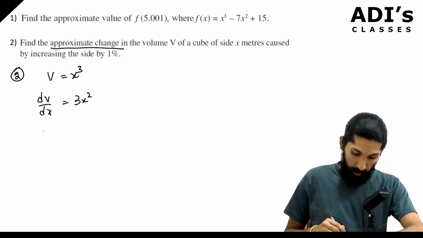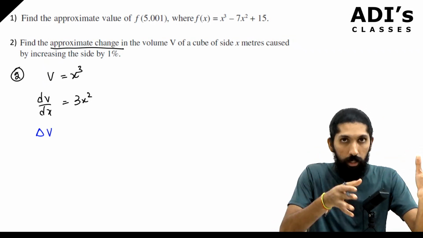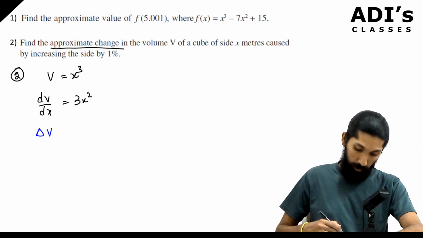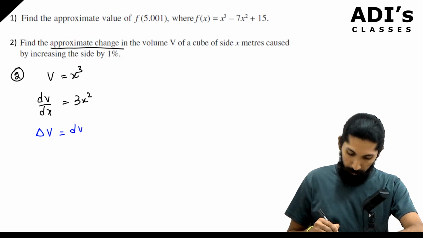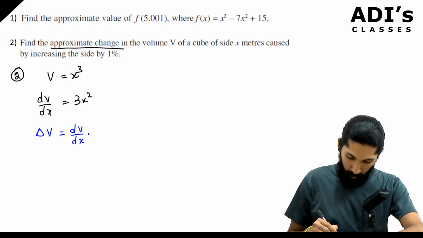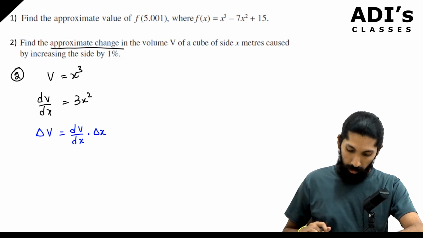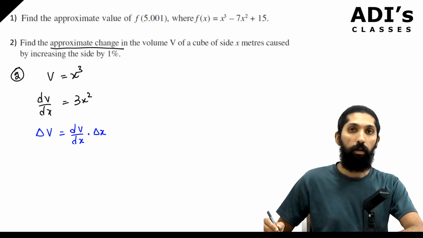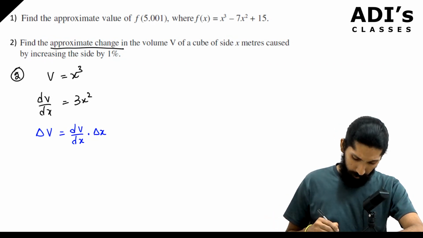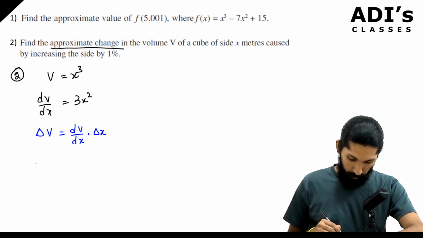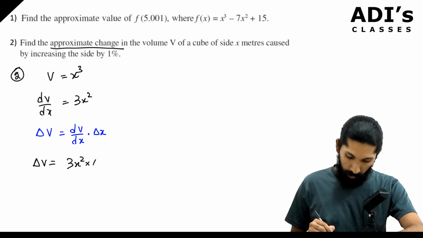Okay, so what is delta v? Delta v is the change in the volume. So delta v will be dv by dx into delta x. Alright, so delta v value we need. So delta v is equal to 3x square into delta x.